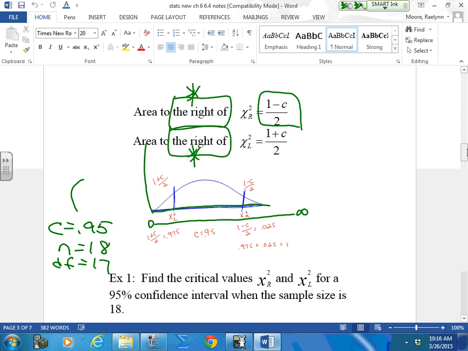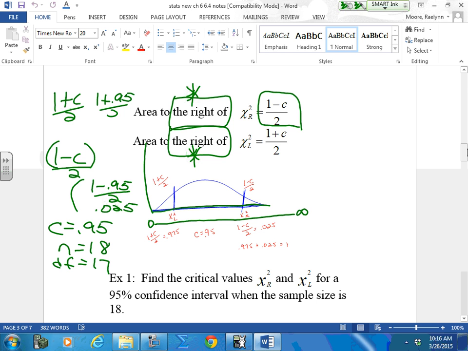You're going to take your confidence interval and you're going to do this. 1 minus c divided by 2. 1 minus 0.95 divided by 2. Tell me what you get. 0.025. Now, the other side says 1 plus c divided by 2. So 1 plus 0.95 divided by 2. Tell me what you get. 0.975. Your areas always add up to what?